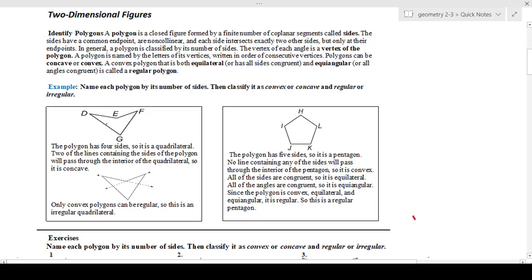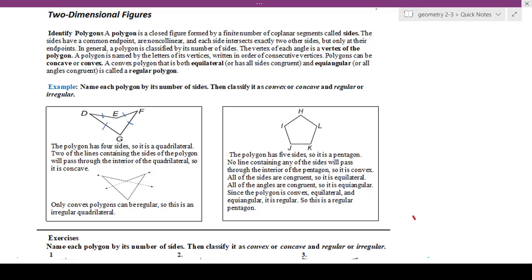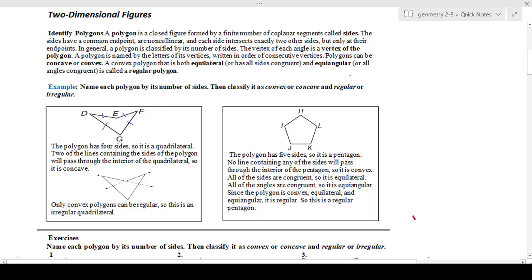We have here 1, 2, 3, 4. 4 sides. So when we have a 4-side shape, we can call it a quadrilateral. We will see first if it's regular or irregular. Now we can see here it's very clear. No, they are not equal, and the angles for sure are not equal. Since it is irregular, then it can be concave or convex.